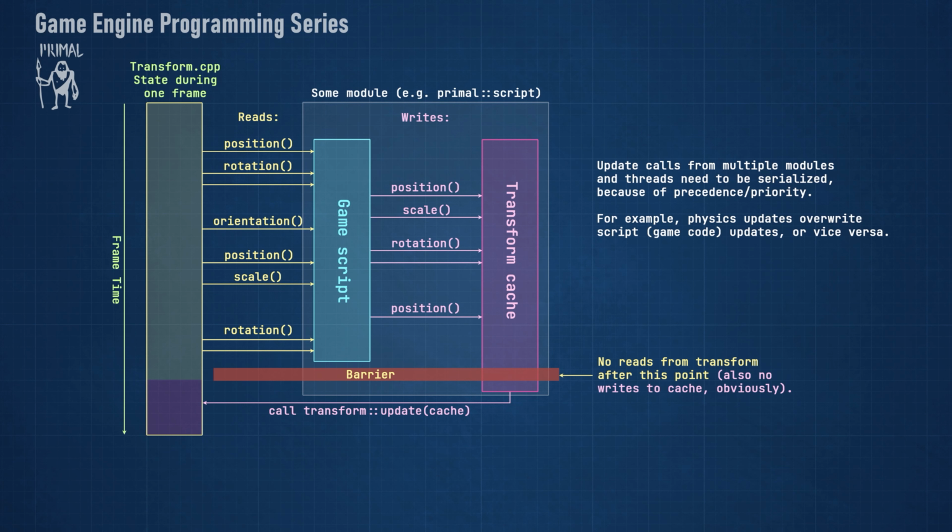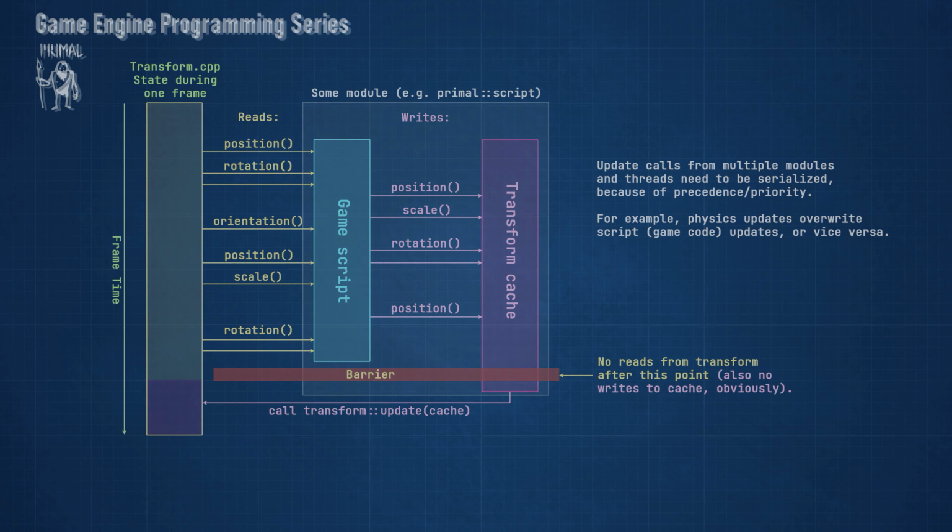So for example, if an object is falling due to gravity, that means that a physics module will be updating the position of that object. However, if there is also a script that's trying to move that object because of user interactions, we need to decide which update will take effect. So this is not a matter of multi-threading, but one of engine design.